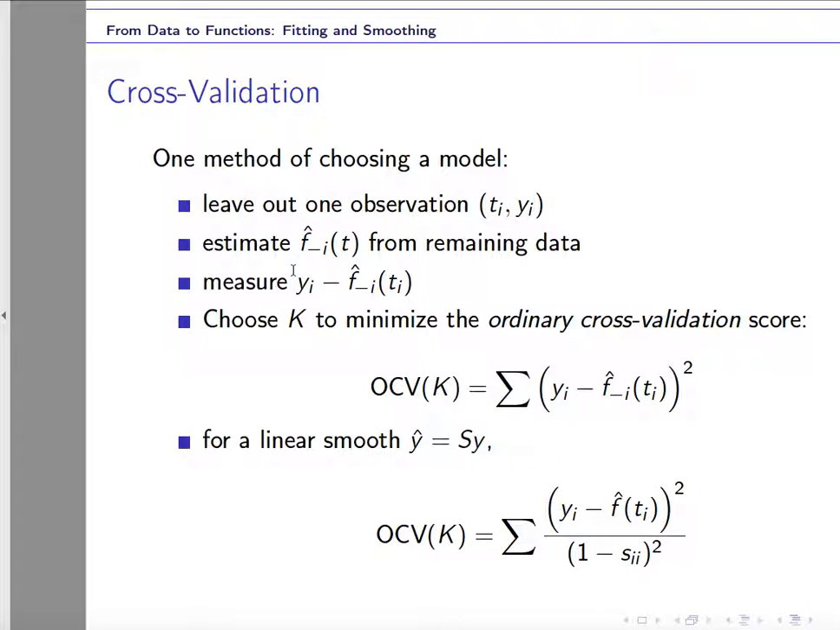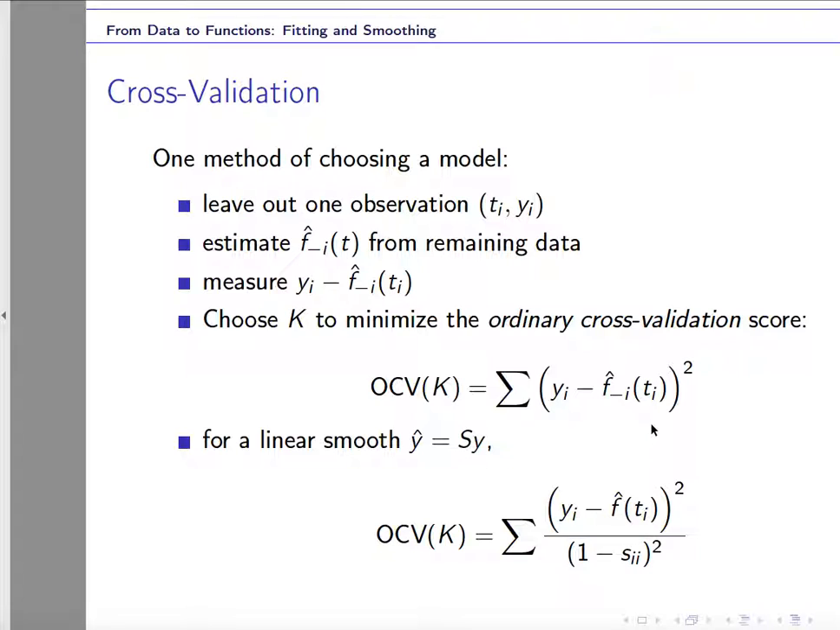Yes. Okay. So for each of these data points, we can do this and find the prediction error, and we take the sum of squares, and this is called the ordinary cross-validation score. So we try to find the number of basis functions that minimizes this cross-validation score.